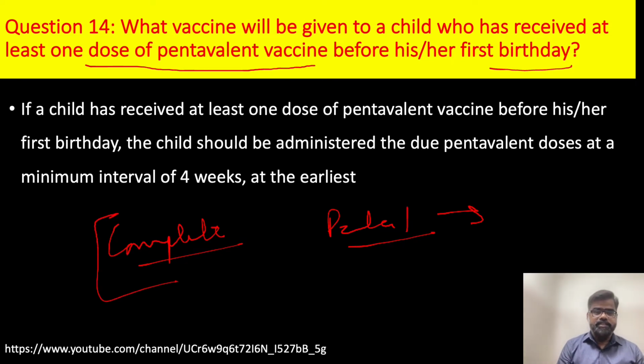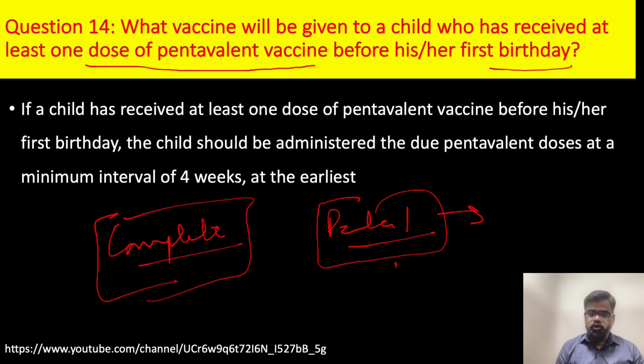Now, as I said, once you have started a vaccine, please complete its doses. So you have already started with Penta 1. No matter the age has crossed 1 year, please complete with Penta 2 and 3. Right? So what will help us in answering such questions? Once you have started the dose, complete it.